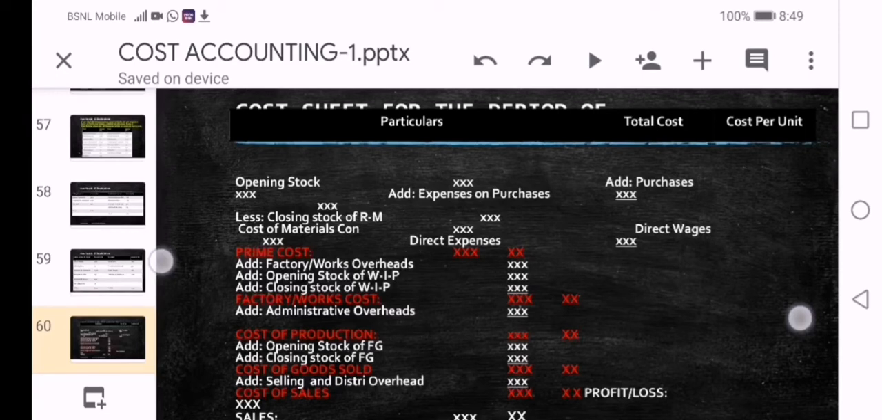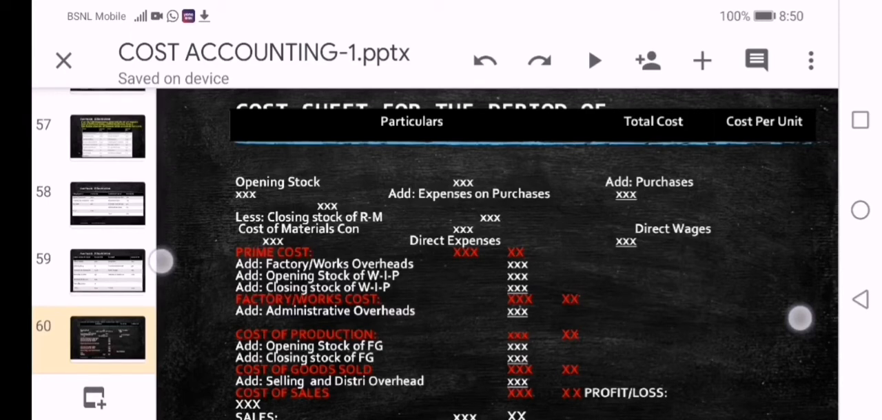When you divide the total cost by the number of units produced during the year, you will get cost per unit. Maybe total prime cost is 1000 rupees, and number of units produced are say 100. So 1000 rupees by 100 is 10 rupees. 10 rupees is the cost per unit which you are going to show in the third column.